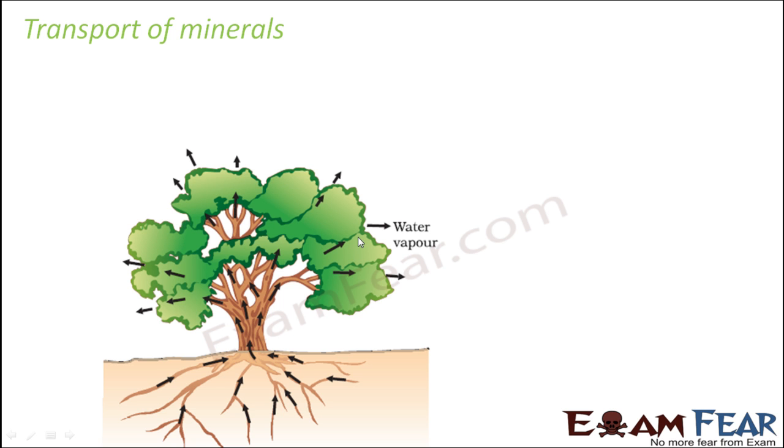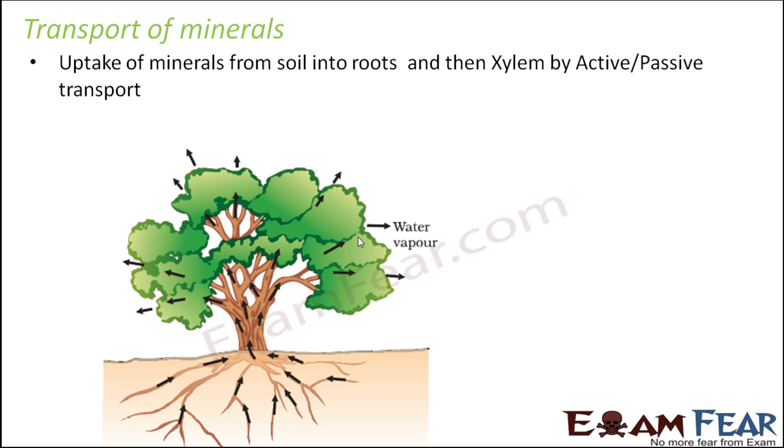Minerals are also present in soil and need to be absorbed by the roots. So how are the minerals transported? Uptake of minerals from soil into roots and then into xylem is by active or passive transport. When we talk about minerals, whether nitrogen, phosphorus or sulfur, minerals are present as ions in the soil. Ions are charged particles. So they are hydrophilic in nature. So they cannot move across the membrane by themselves.